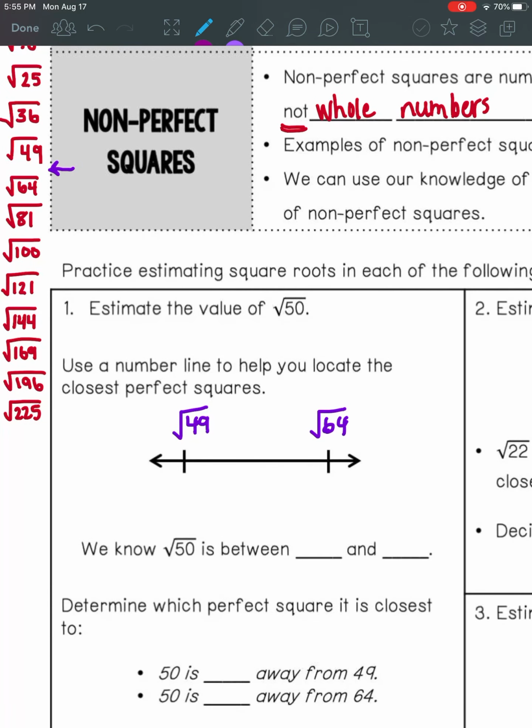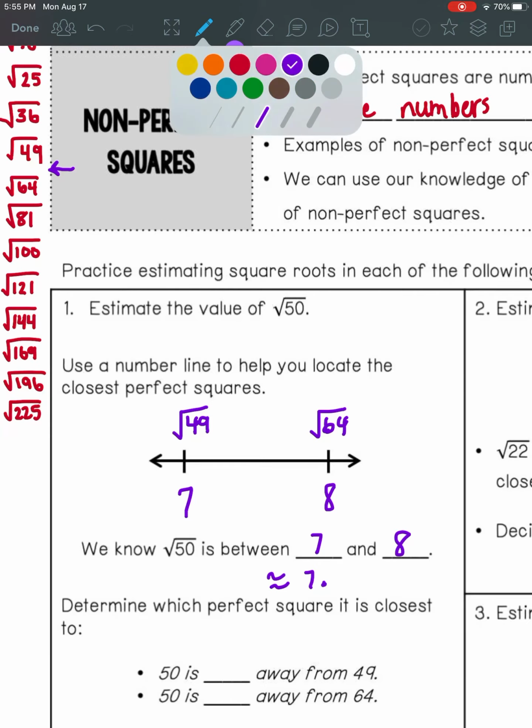So we want to look at the actual values of the square root. So the square root of 49, what times itself gives us 49? Well, that's 7. What times itself gives us 64? That's 8. So we know that the square root of 50 has to be somewhere between 7 and 8. So we know, and this is the approximate sign, it's approximately about 7 point something.